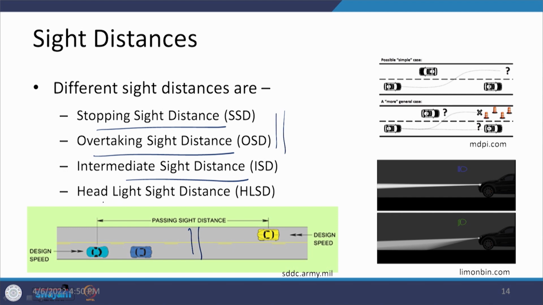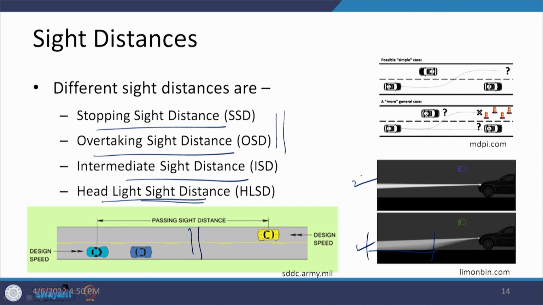Then we have the headlight sight distance. We talked about movement during the night time, and that is where we have to see, if you are having the up beam or the down beam, what is the extent of the road which is visible to you.